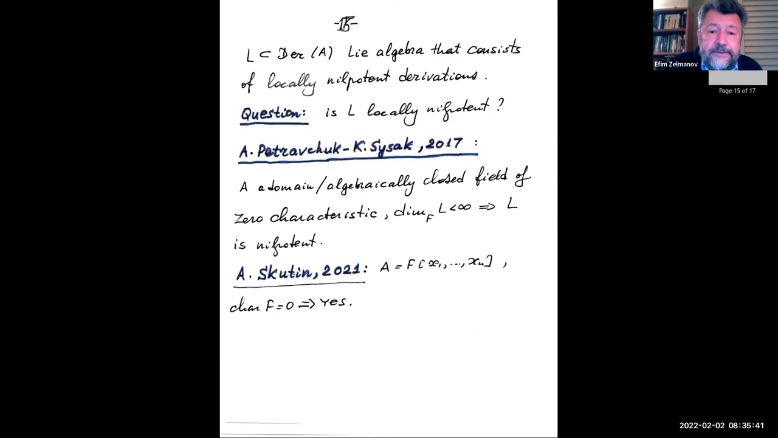Now let L be a Lie algebra that consists only of locally nilpotent derivations. You see, it's kind of an analog of a torsion subgroup. The following question has been around for quite a while. Is this Lie algebra locally nilpotent? This is also a part of the above-mentioned program because it extends the classical Engel theorem. In 2017, Petrogradsky and Shestakov proved it, well, under some additional condition. And last year, Skutin proved it for the case of the polynomial algebra over a field of zero characteristic.